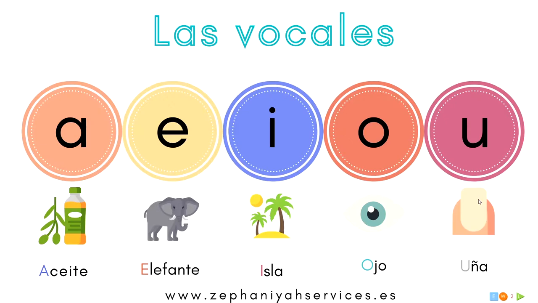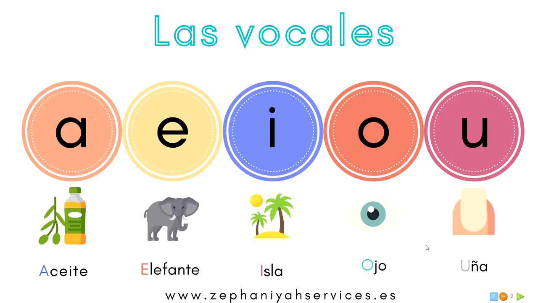Now let's practice. A, aceite. Aceite. Muy bien. E, elefante. Elefante. I, isla. Isla. O, ojos. Ojo. U, uña. Uña. Muy bien.